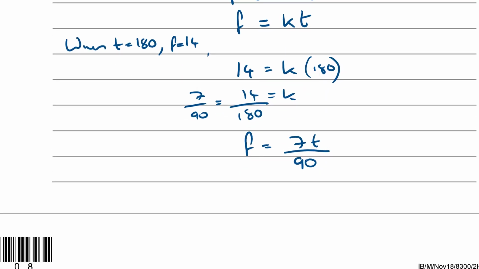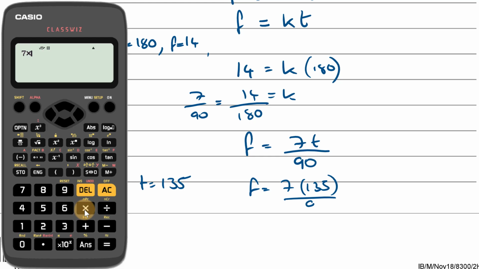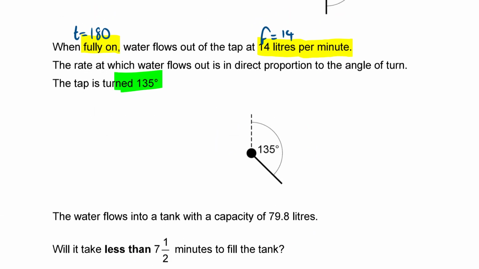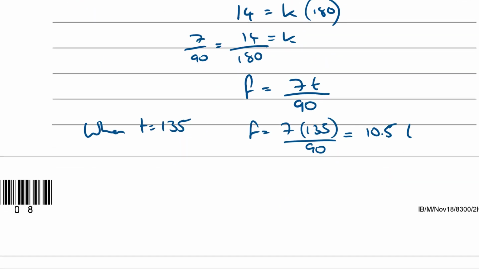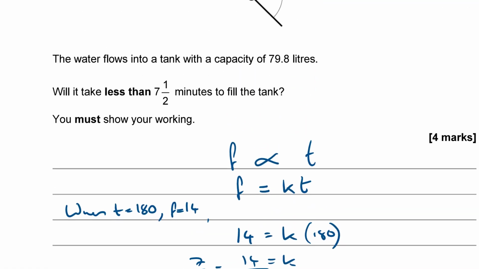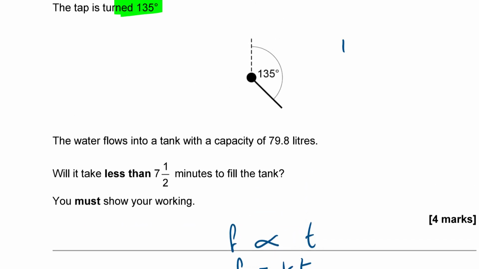So we're going to write down, when T is equal to 135, what's F? Then F is going to be 7 lots of 135 over 90, which is 7 times 135 divided by 90. It's 21 over 2. 21 over 2 is what, 10.5? The units are litres per minute, aren't they? So that's 10.5 litres per minute. Running out of space a bit here. So if the flow is 10.5 litres per minute, let's come back up here.